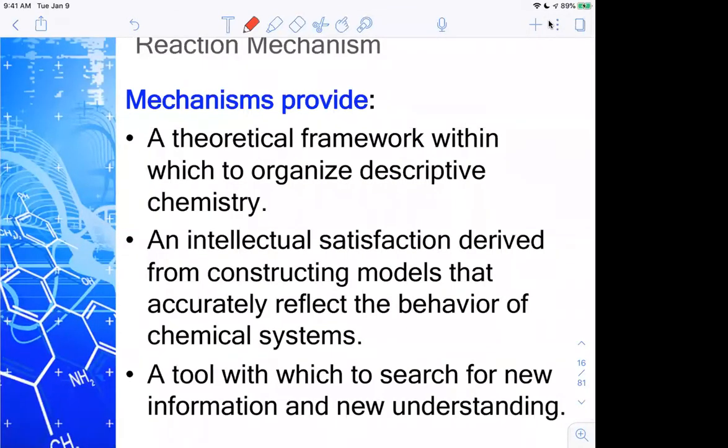How does this reaction work? Where do the electrons go? How can I control it? What can I do with this reaction? So there really is an intellectual satisfaction.